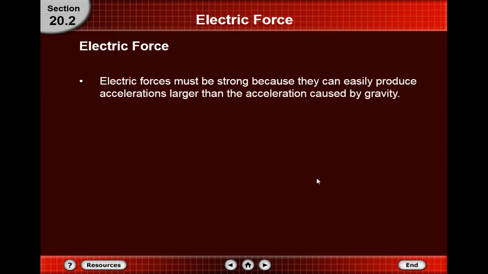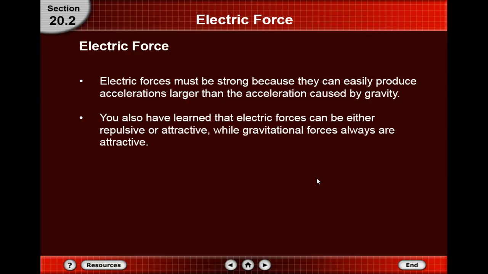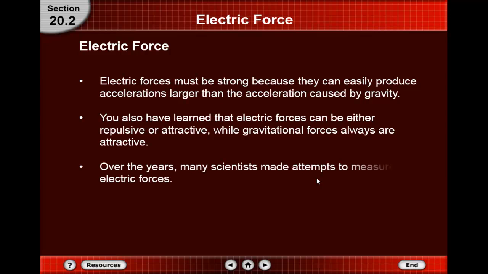Okay, let us start. Electric force must be strong because it can easily produce acceleration larger than the acceleration caused by gravity. So we have electric force, we have gravitational force. What is the difference between them? Electric force may be attractive or repulsive, but gravitational force must be attractive, because gravitational force attracts the body to the center of the earth. So the electric force must be greater than the gravitational force.